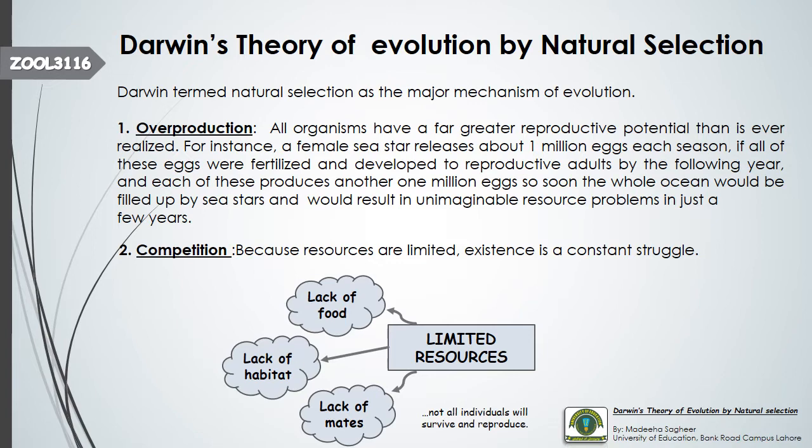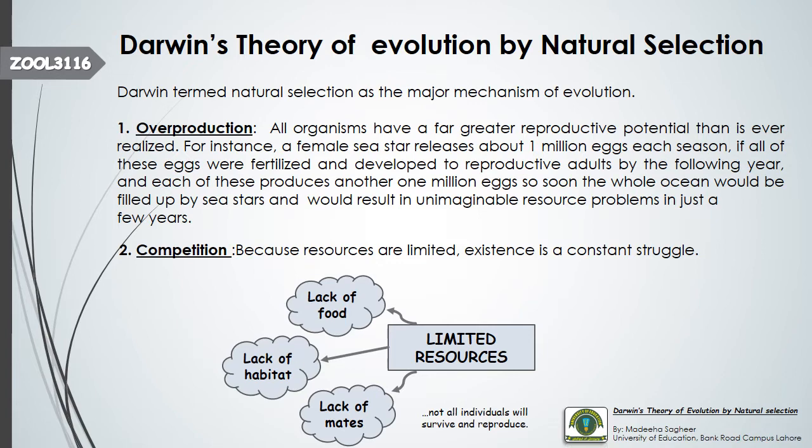Competition is what? Competition is to compete with one another to attain or achieve something, right? So here we are talking about the competition between the individuals of a population, because resources are limited. Resources, if we talk broadly, means something which we have in stock, right? So here resources are limited in our environment, so everybody has to struggle for his or her existence, for his or her survival. Because resources are limited, existence is a constant struggle.